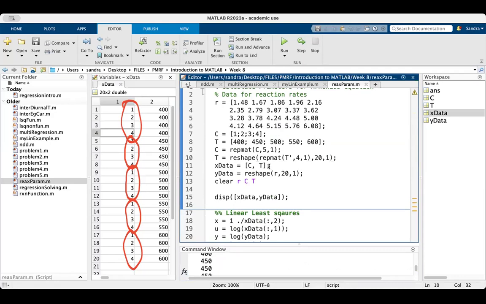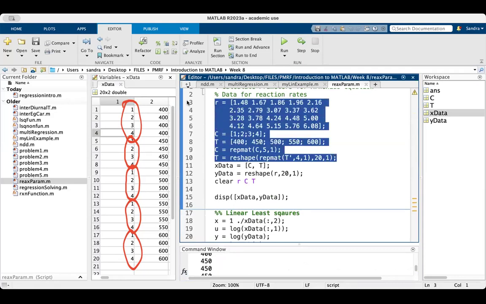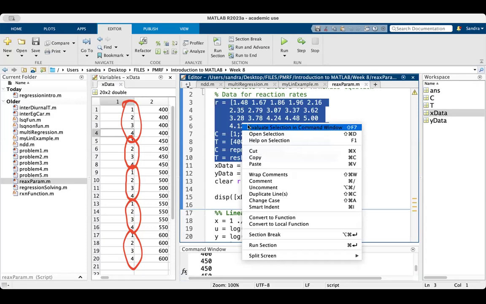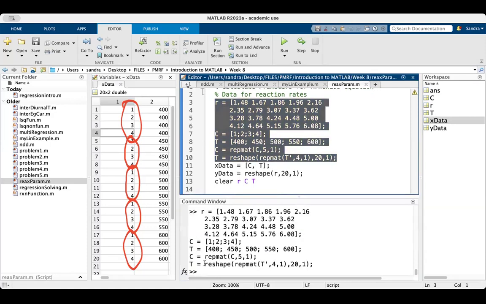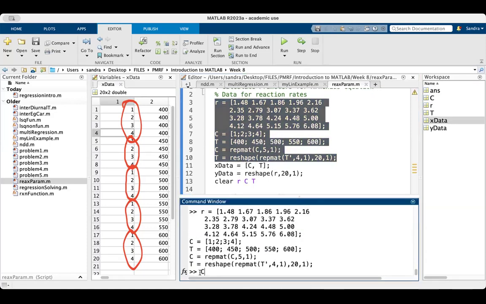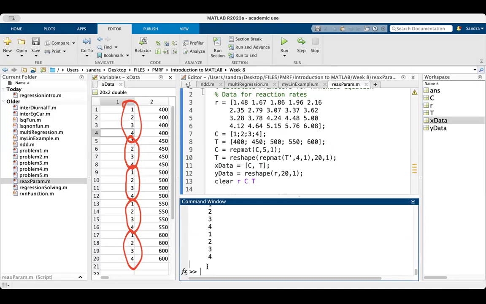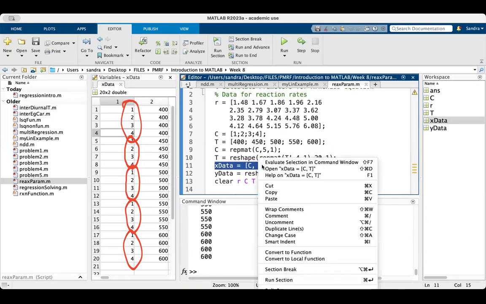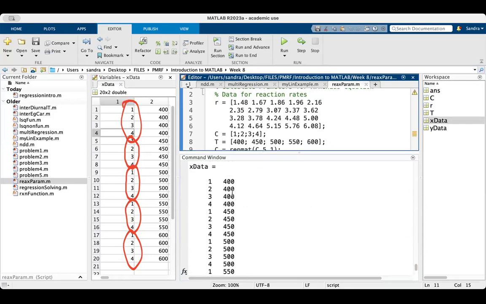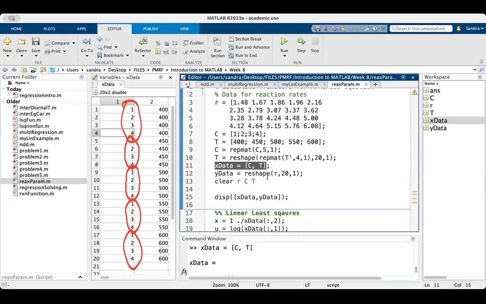Now basically what happened is, if I run the whole thing here, my C is looking like this, 1, 2, 3, 4 repeated. And my T looks like this, 400, 450 again repeated. Now I combine these and I get X data like this: 1, 2, 3, 4 repeated, and 400, 400, 400, 450, 450 like this, repeated.